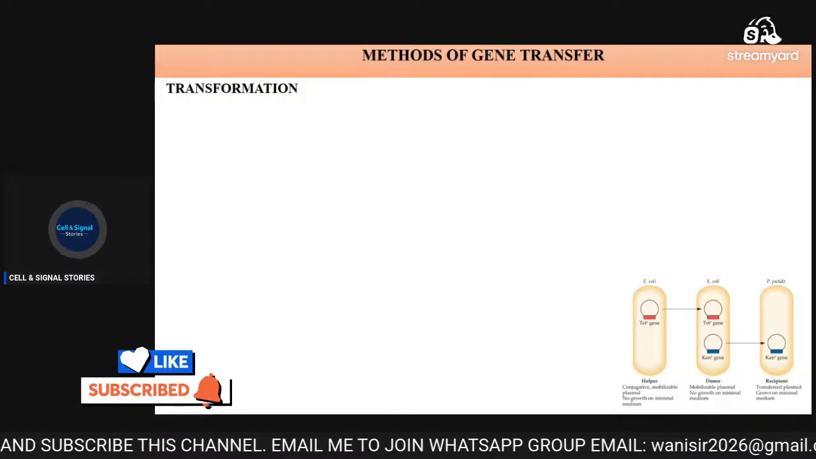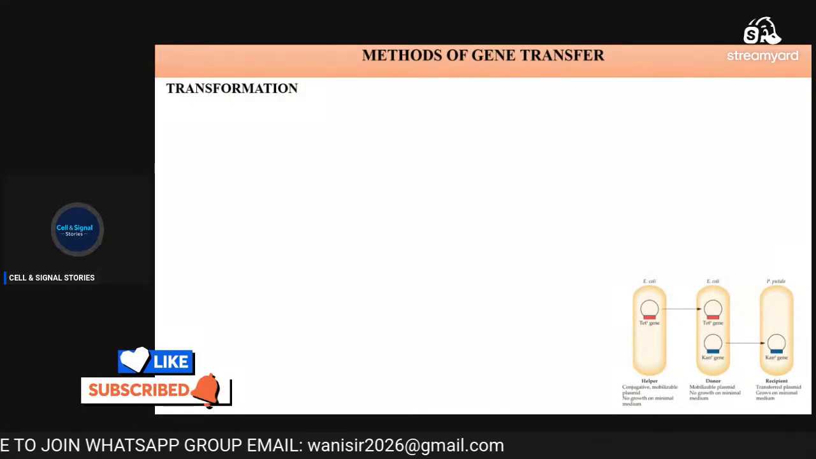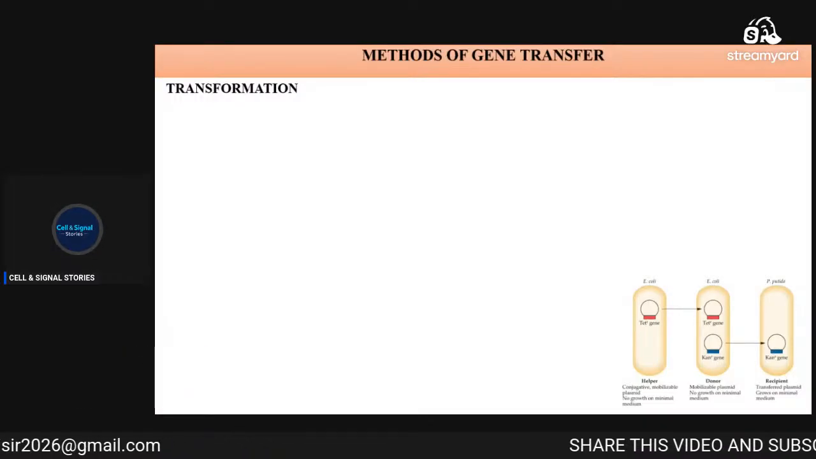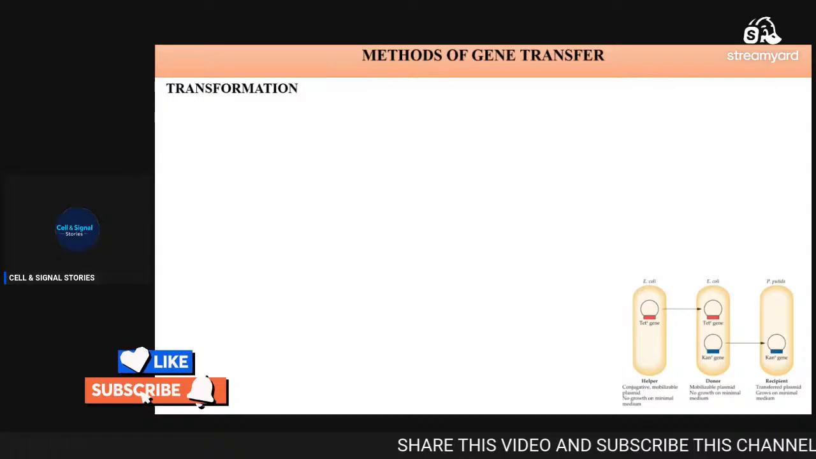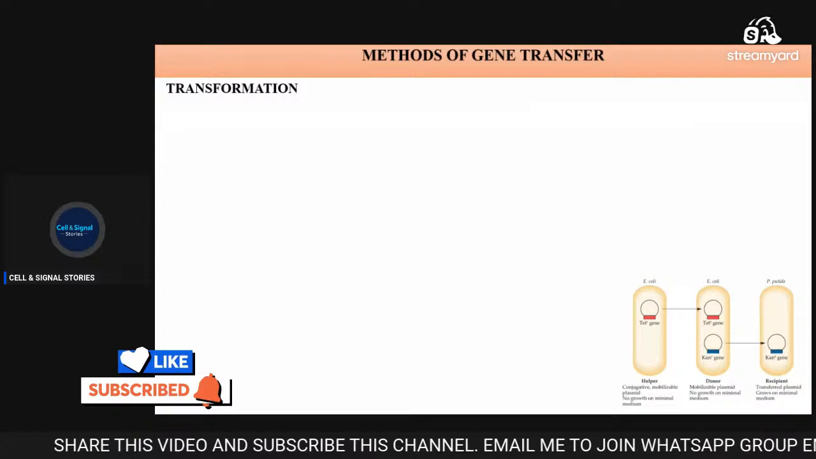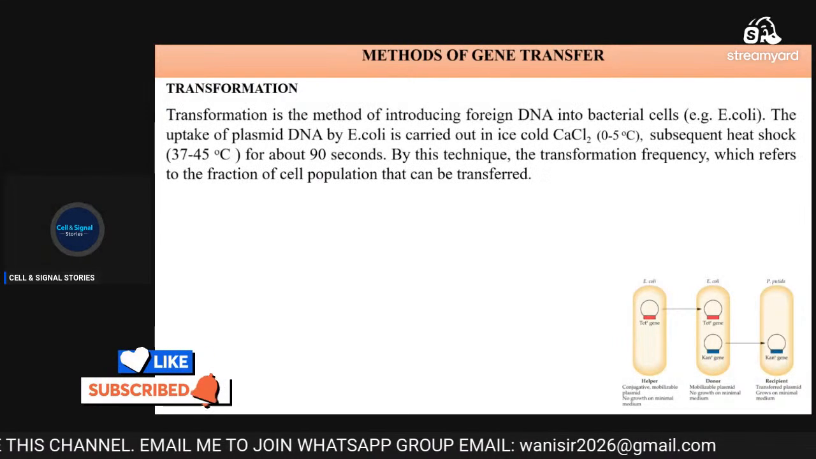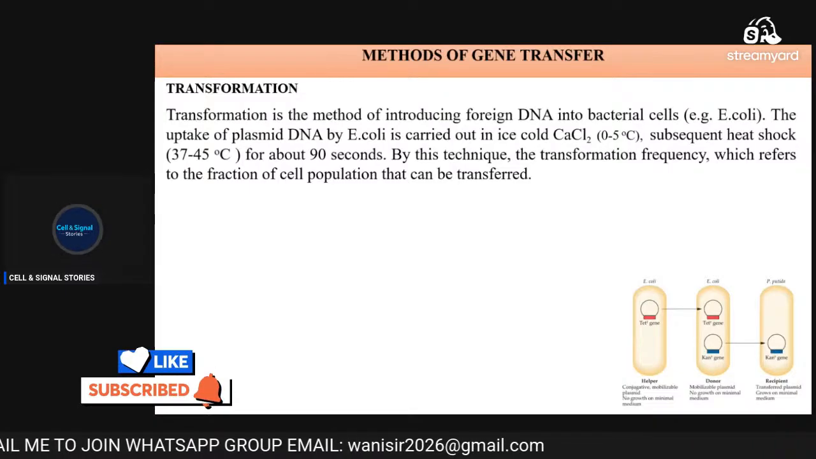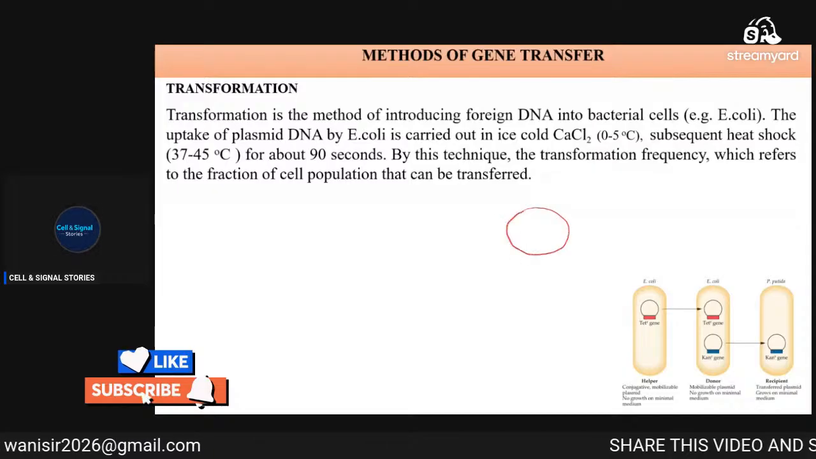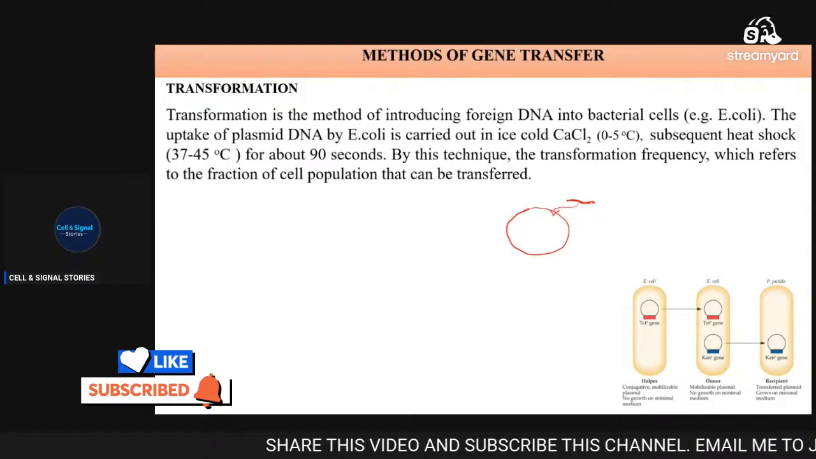Now we will try to understand the methods of gene transfer, and after that we will study expression vectors and choice of vectors. First of all, we will try to understand what transformation is and how it helps us, how these vectors can be used for cloning. Transformation is the method of introducing foreign DNA into the bacterial cell. For example, this is a vector and this is a foreign DNA. How can this be introduced into the bacterial cell?